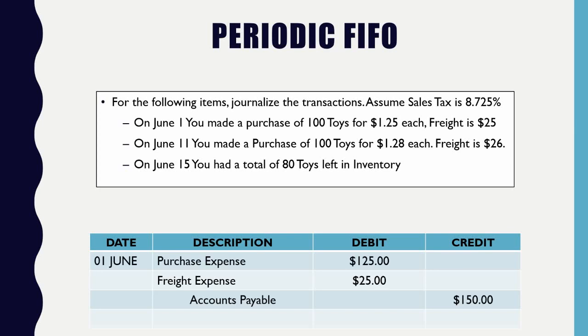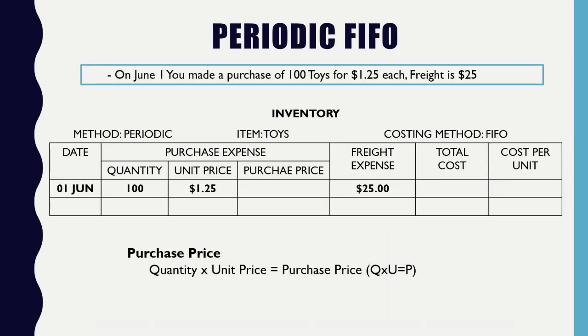So that's exactly what we're going to do. We're going to do a purchase expense for $125 because we purchased 100 toys at $1.25. That gives me a grand total of $125. And then we're going to have a freight cost of $25, which is going to be right here to give me my grand total that I owe to be $150. Once we've journalized that, that's where we need to place it into our inventory worksheet.